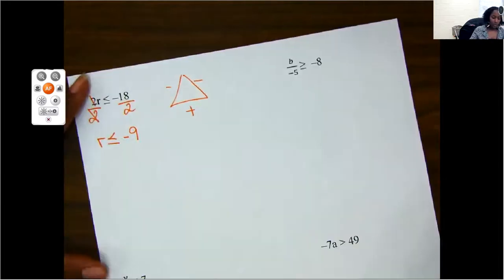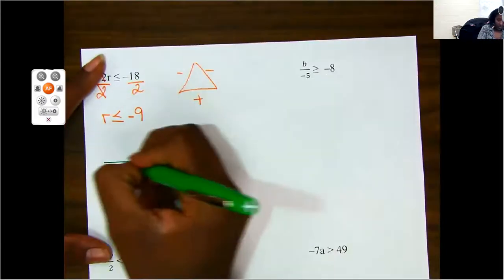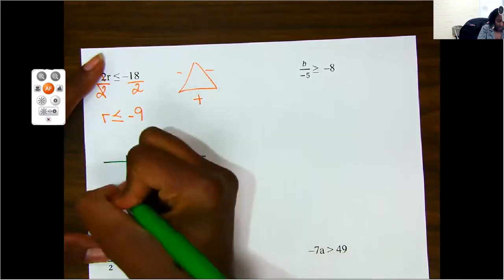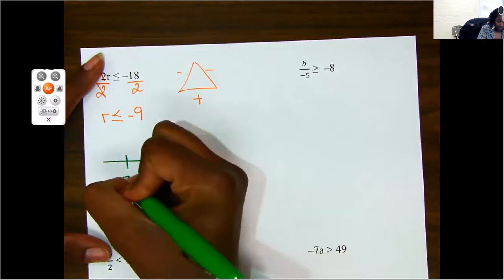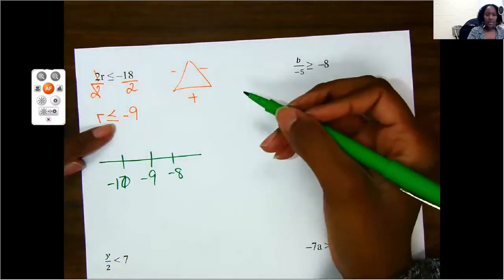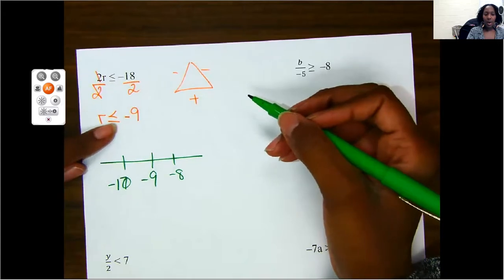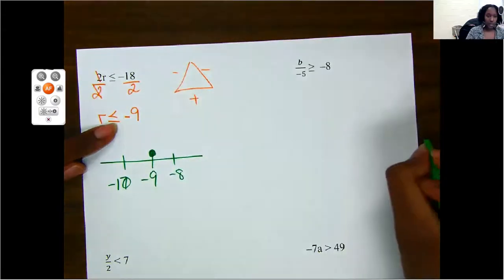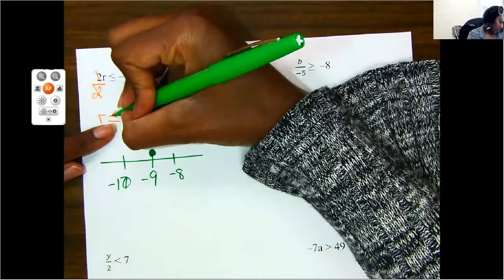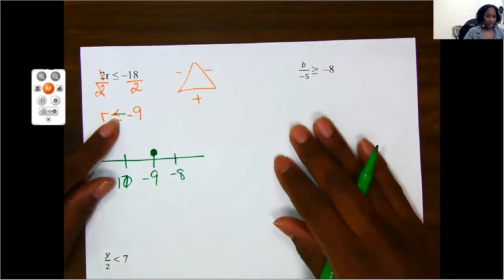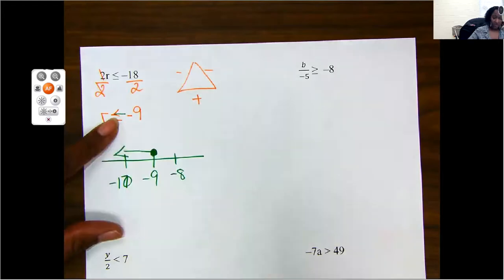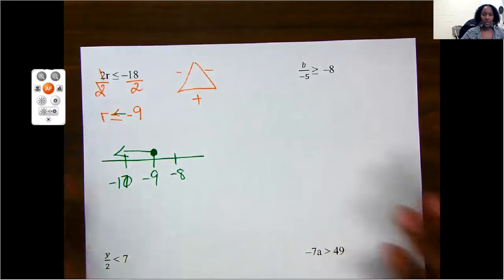Okay. And if I were to graph this, don't forget about graphing. Here's my negative 9, negative 8, negative 10. Because my inequality has the solid bar underneath it, that means I'm going to have a closed circle. And then if I do my little helper by drawing a line down the middle, here goes my arrow. So that means my arrow needs to be going this way.